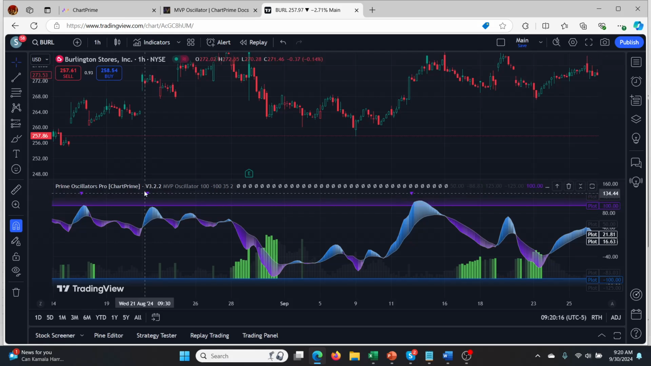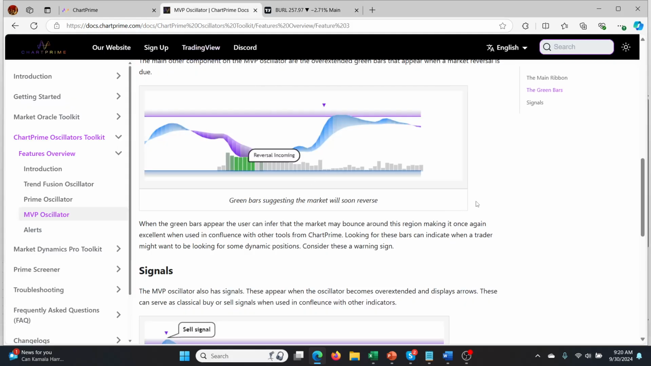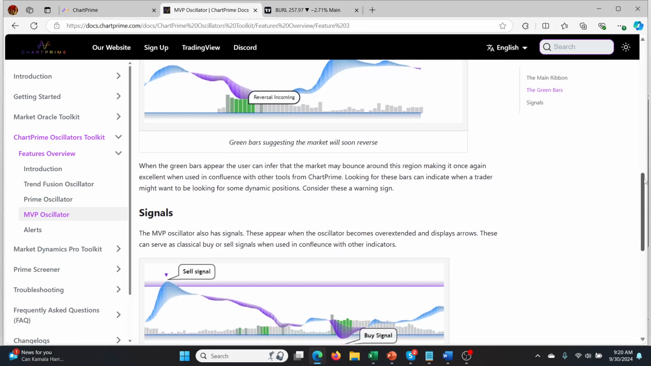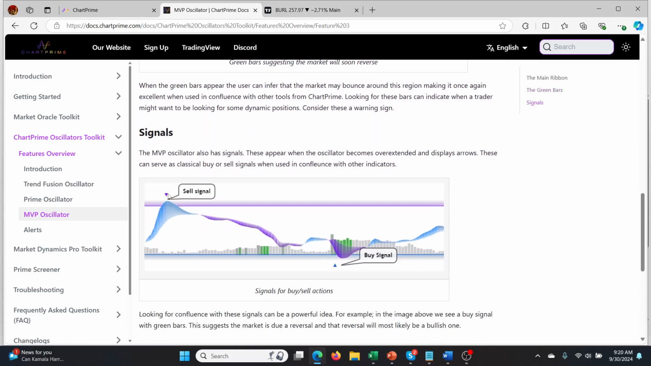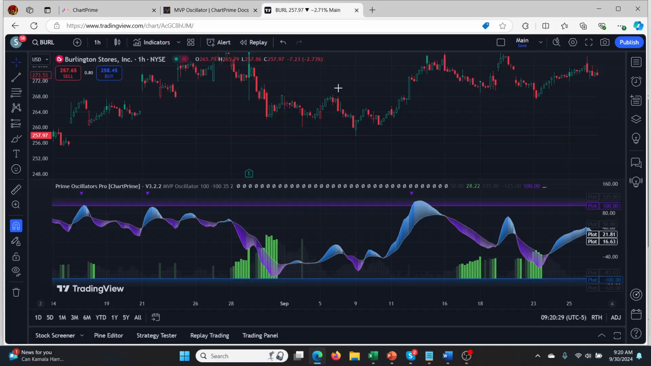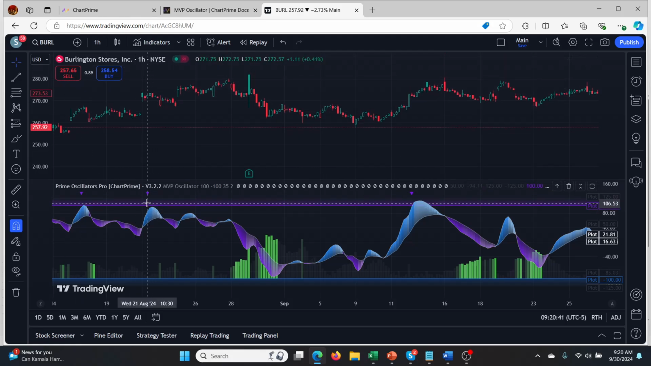These little markers are signals as well. So if we go to the documentation here, there are signals on here. So it says it's a sell signal if it's up here, and it's a buy signal if it's down the bottom. And if you look at some of those, it's not particularly strong. I mean, this one was here and it continued up for some time. That was a sell signal. Sell signal here, and it continued up for some time.